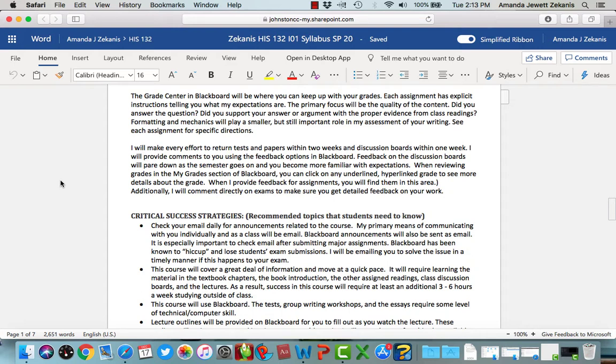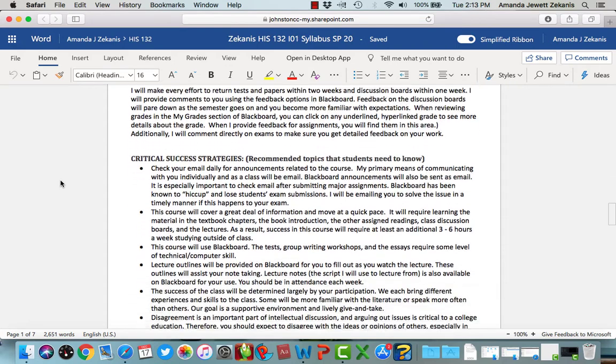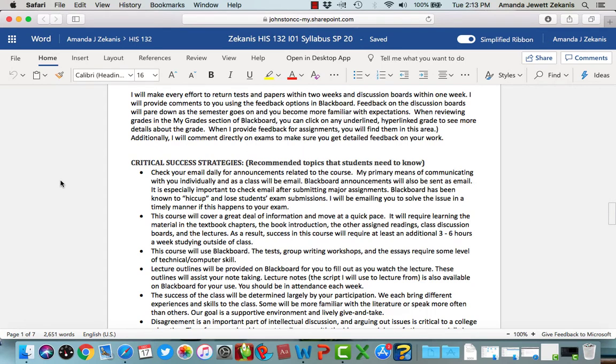And each assignment has its own specific directions. If you have any questions about instructions or an assignment, please feel free to contact me. I will make every effort I can to return tests and papers within 2 weeks. I usually do it in less time, but I like to say 2 weeks because it gives me a little bit of a buffer. Discussion boards will get turned in within 1 week.